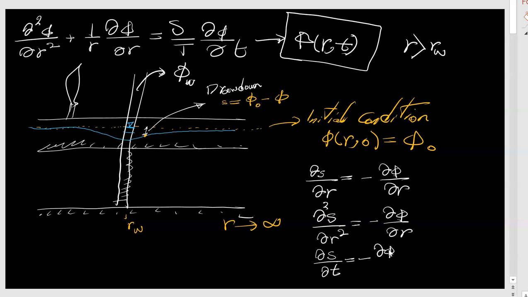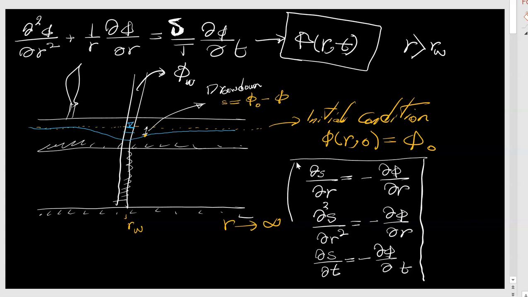Okay, which will be partial phi partial t. But please be careful that actually this s is the drawdown and it is different from this s. So this is actually capital S. This is the storage coefficient. Okay, so this is a constant number.